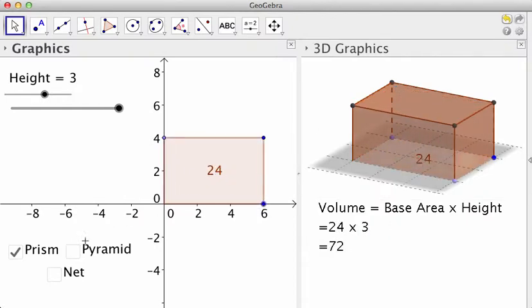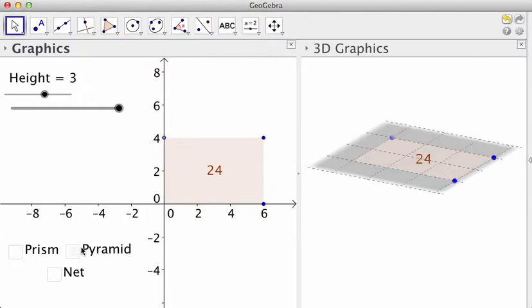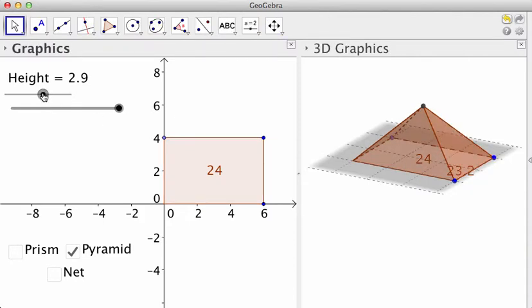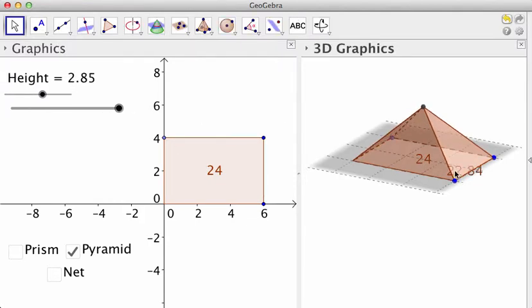Now when we get to the pyramid, things work exactly the same way, except that our volume now is equal not to the base area times the height, but 1/3 the base area times the height. So for example, when the height is 3 and the base is 24, then our volume is also equal to 24 because it's 1/3 of 3 times 24.